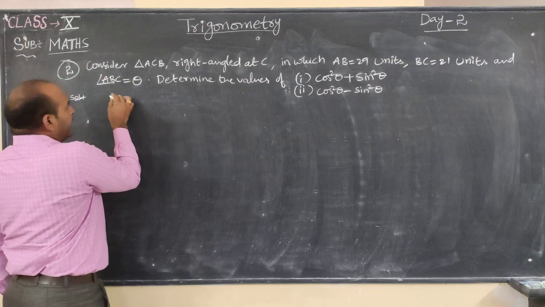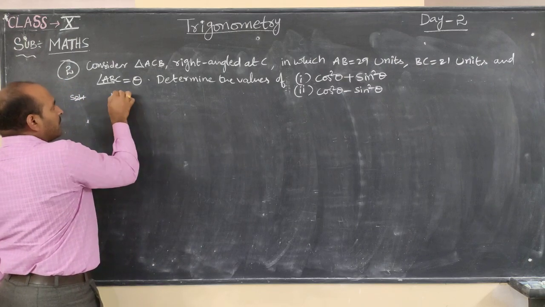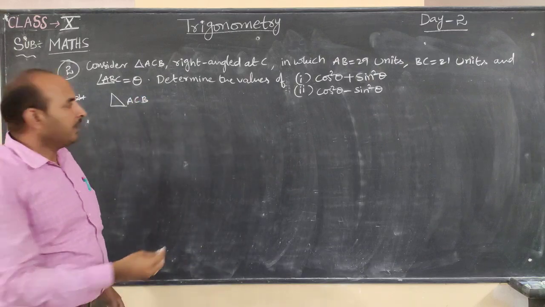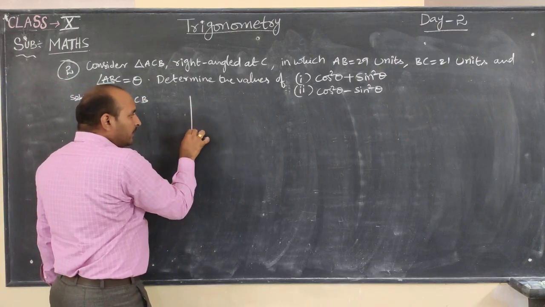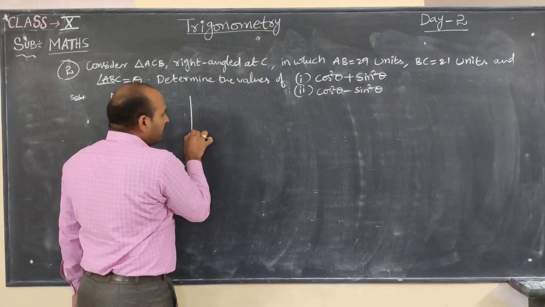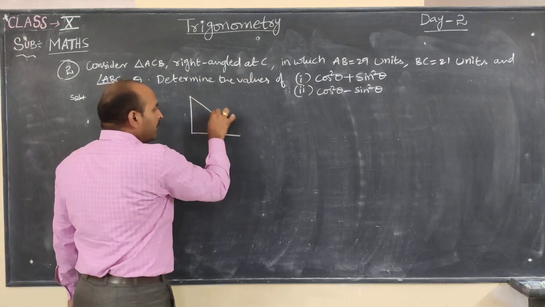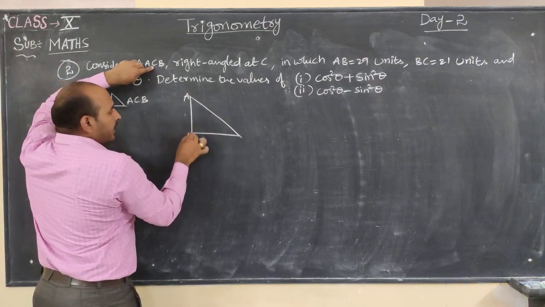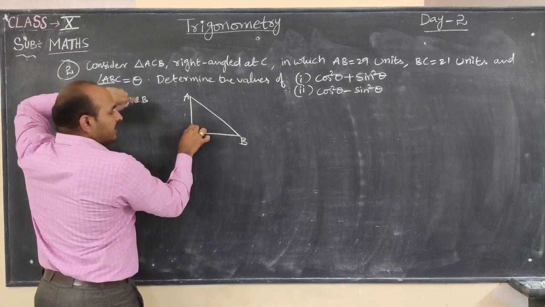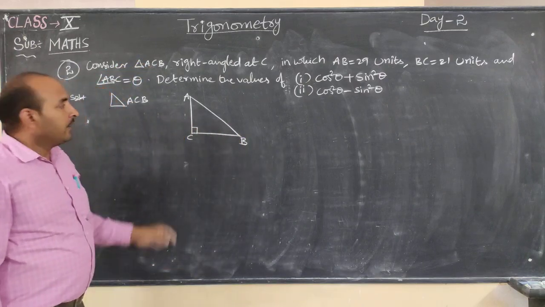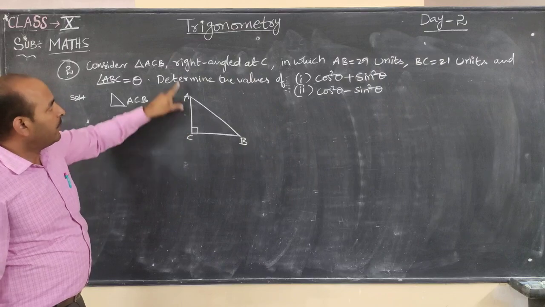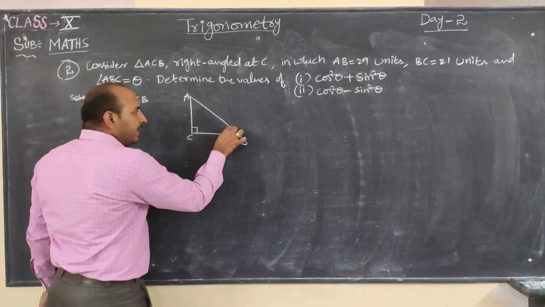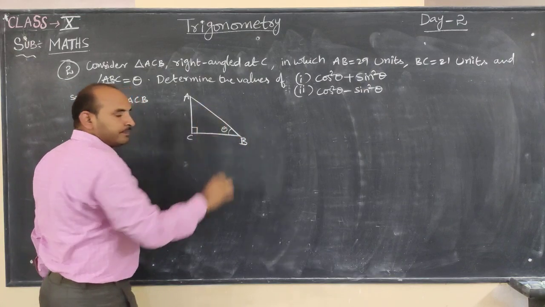consider right angle triangle ACB. So this is the triangle, right angle at C. So this is A, this is C, B. This is the right angle triangle exactly at C, because right angle at C, this is 90 degrees. This is the angle theta.